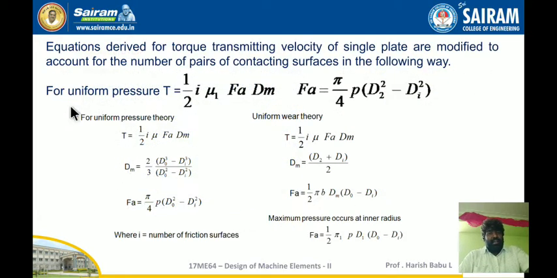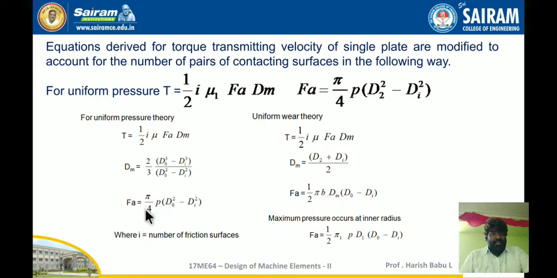So if I take the conditions, this is the equation derived for the torque that I want to get. For the uniform pressure theory, the torque will be given by half i mu Fa dm. Here i is the number of frictional surfaces, mu is the coefficient of friction, Fa is the axial force and dm is the mean diameter. So dm, that is the mean diameter, is given by 2 by 3 (d naught cube minus di cube) divided by (d naught square minus di square). Whereas for the uniform wear theory, dm is equal to (d naught plus di) divided by 2.